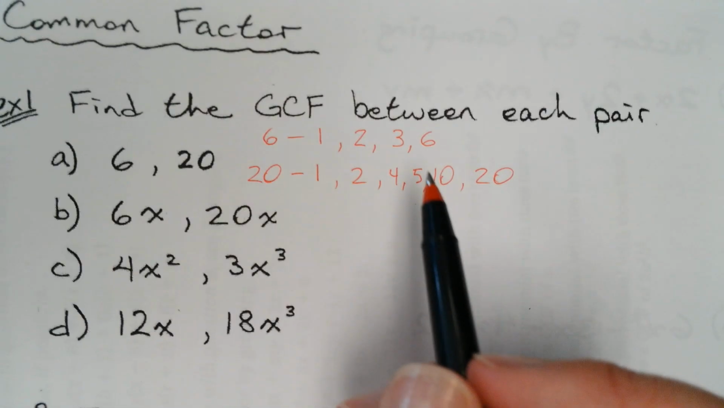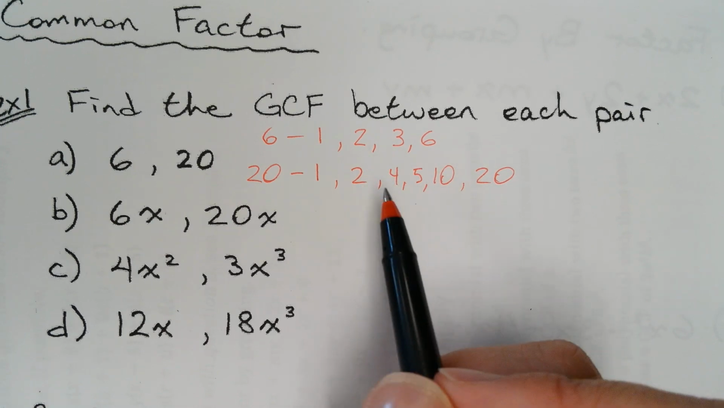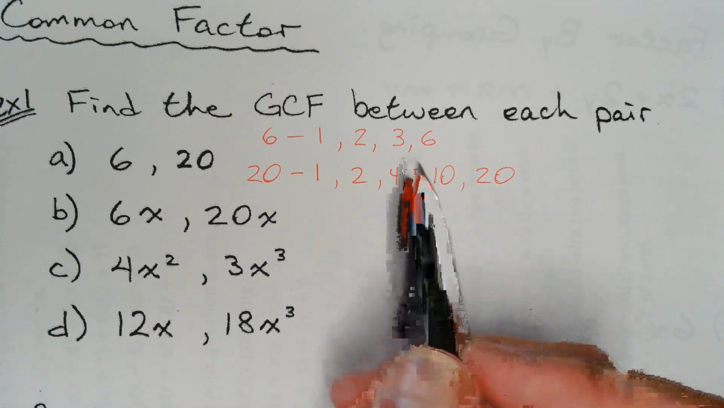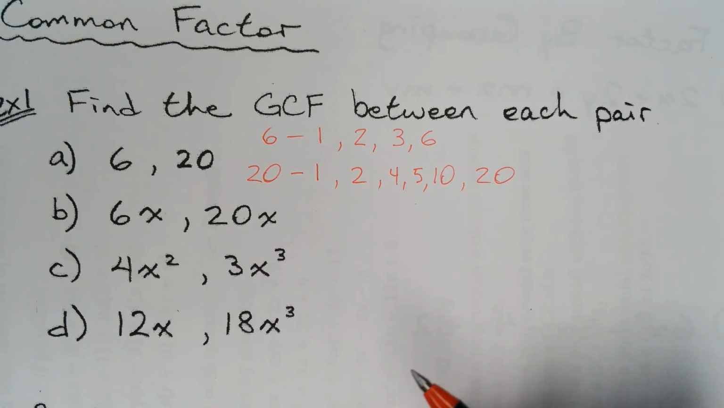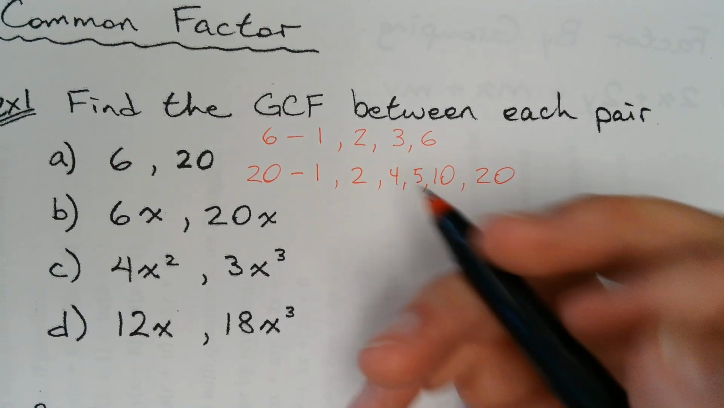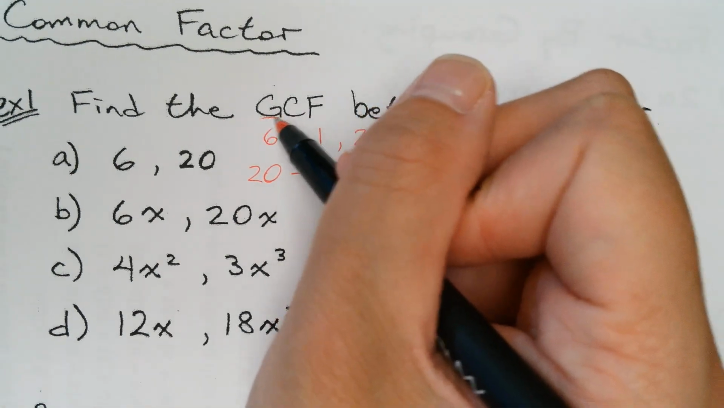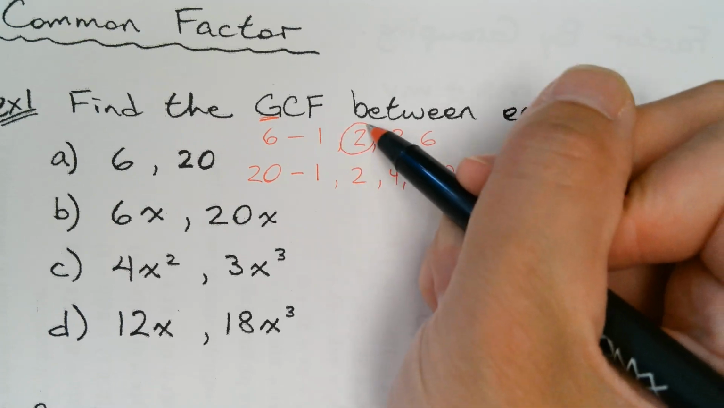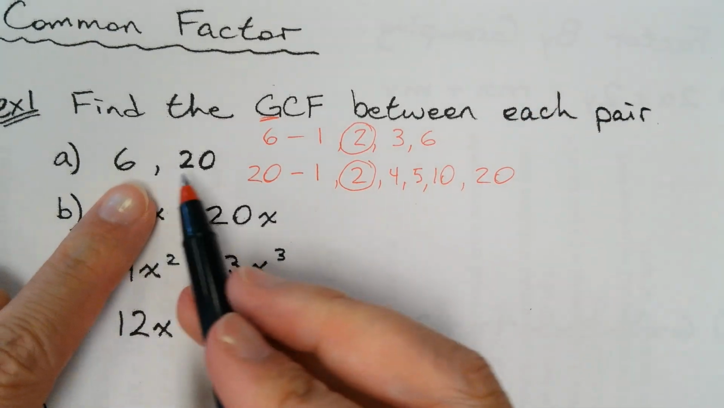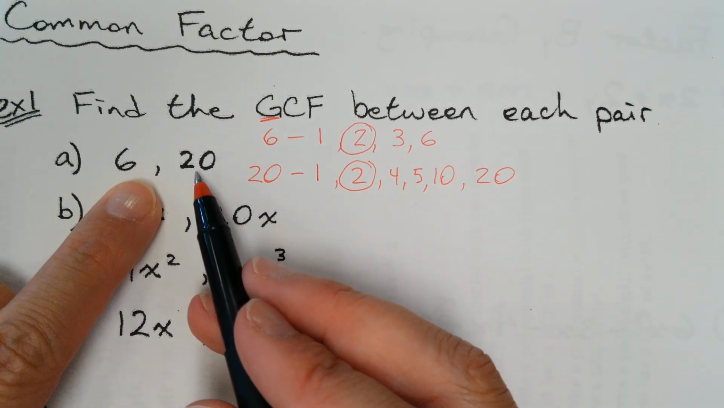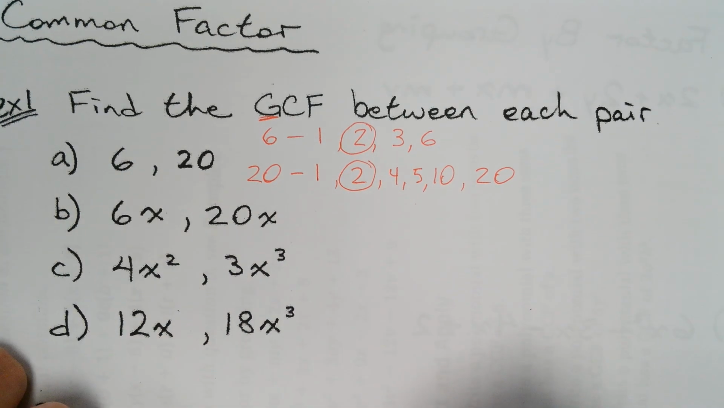Okay, looking at these 2 lists, what is the number that is in both? Yep, 1 and 2, but I want the greatest common factor, so I'm going to take the biggest. So in this case, my greatest common factor between 6 and 20 is 2. All right.